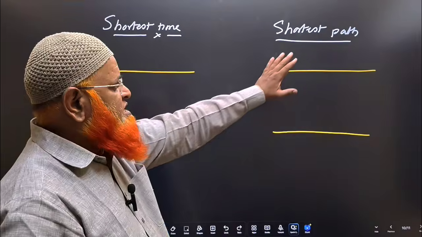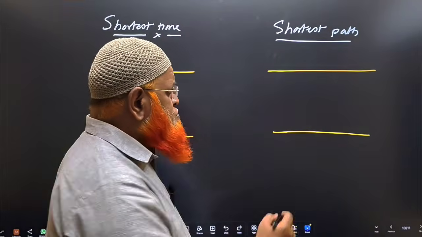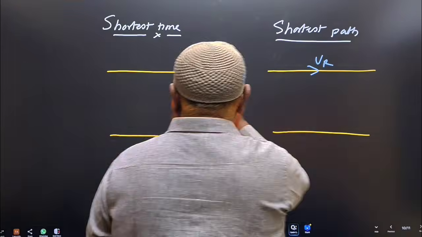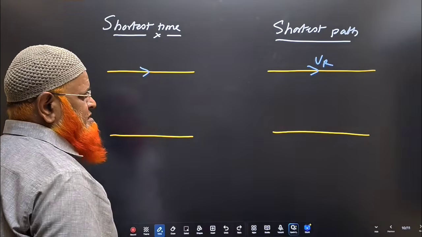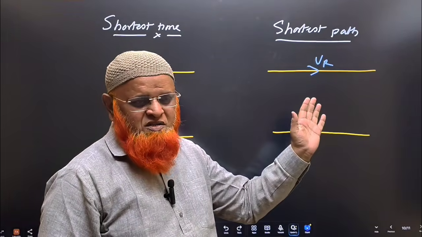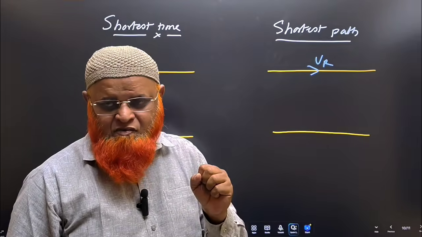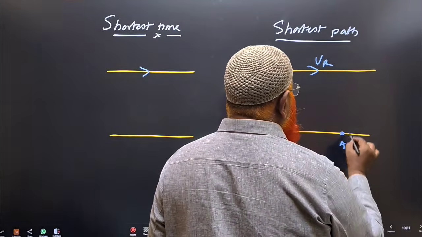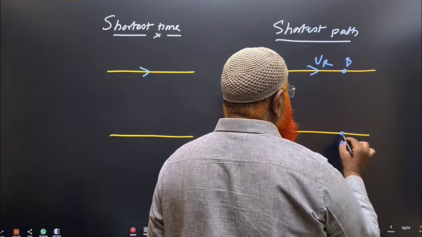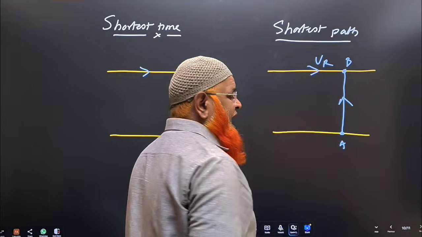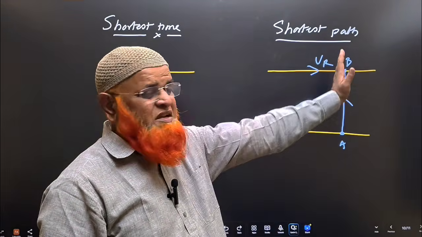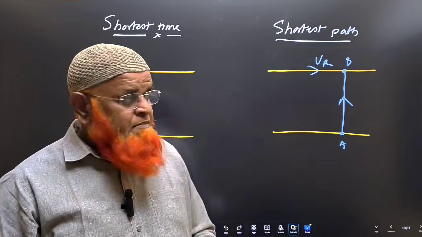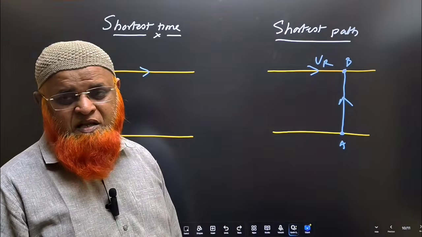Okay, so shortest path and shortest time. You should remember one thing, that the river is flowing in this direction. Here also the river is flowing in this direction. So what is my aim in the shortest path? My aim is that I have to reach from A to B, across the river, to the opposite end of the river. That is called the shortest path.